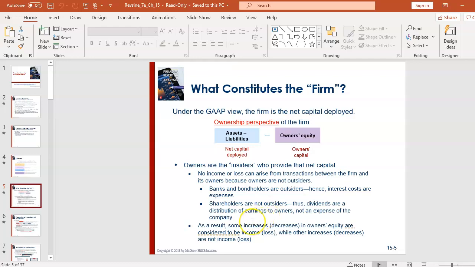And remember that dividends directly reduce equity, whereas interest expense reduces net income, which ultimately reduces equity. So as a result, some increases and decreases in owner's equity are considered to be income or loss, while others are increases or decreases and not income. So we'll look more at some of these things that are affected down here in a bit.